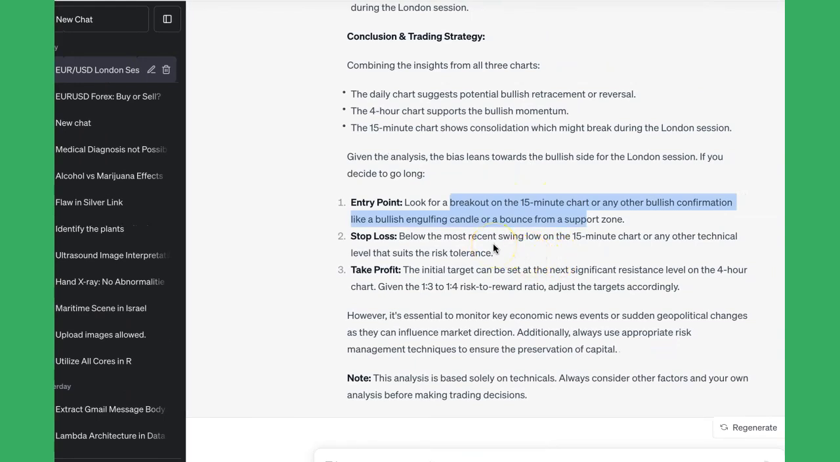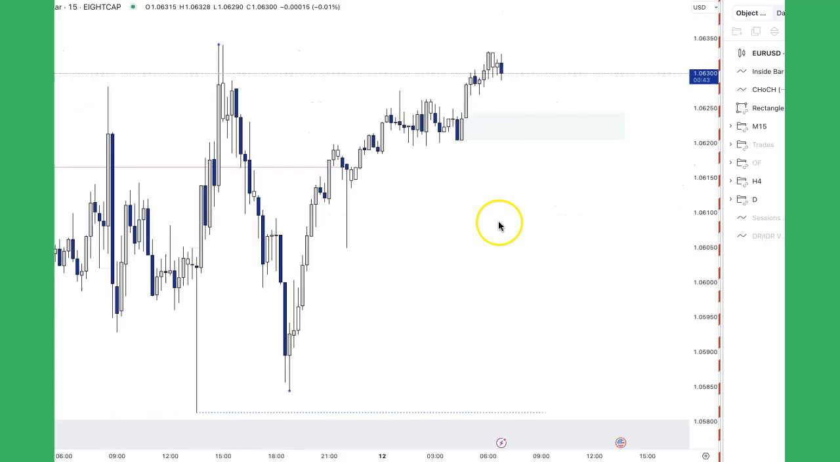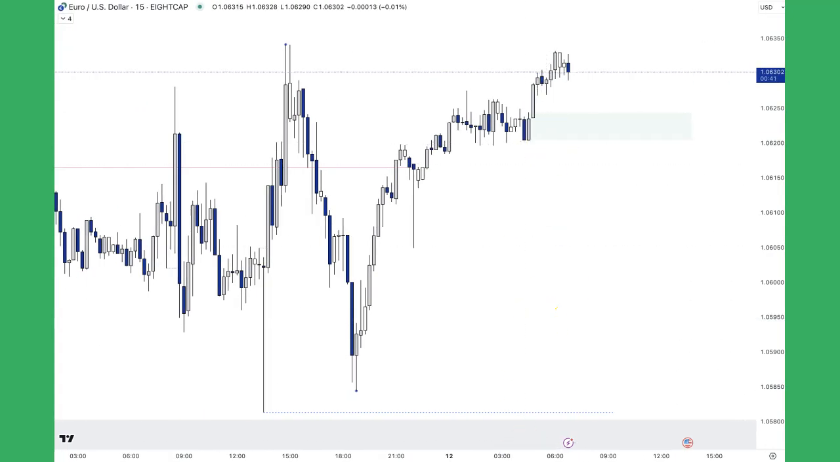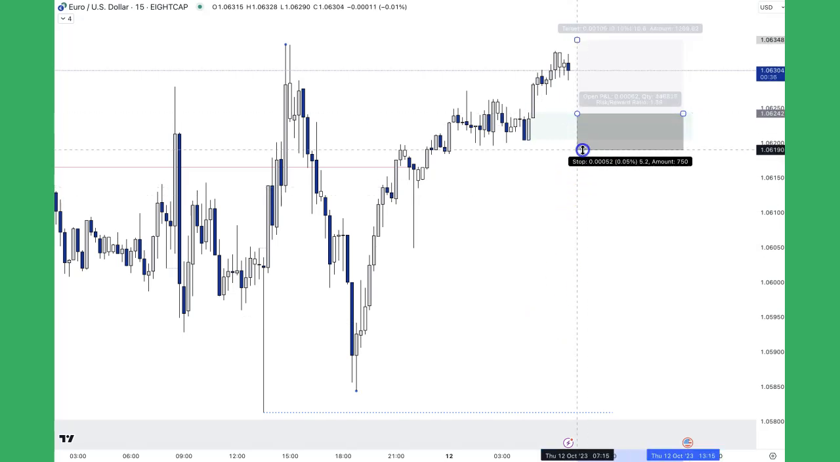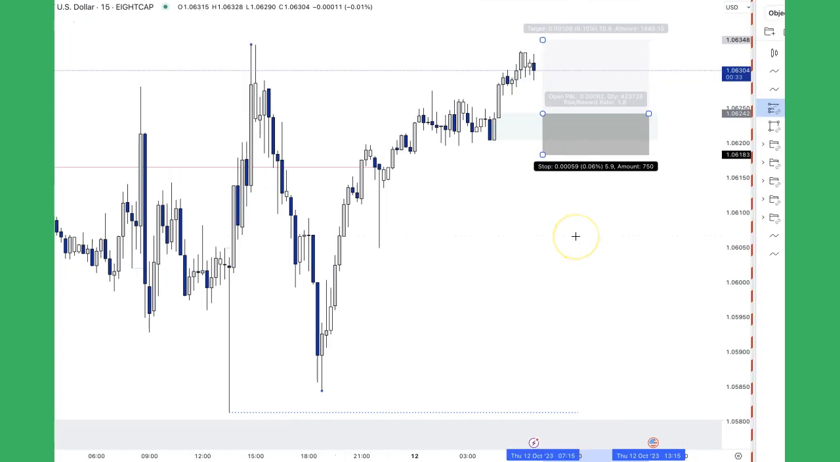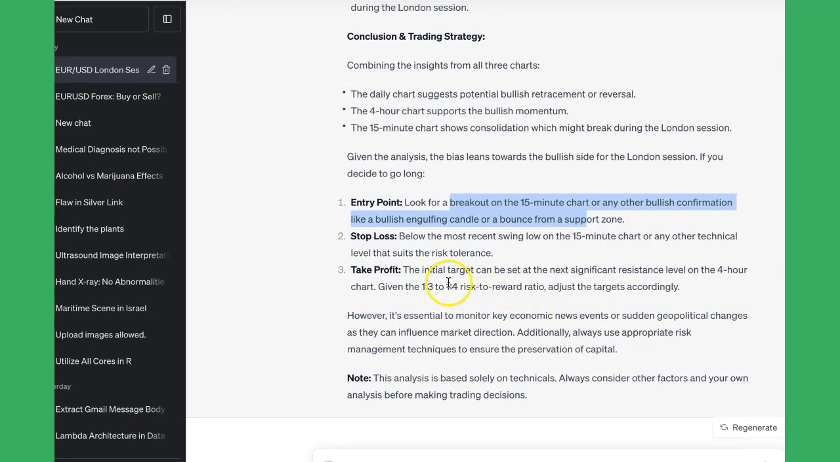Stop loss before the most recent swing low on the M15 or any other technical level that suits the risk tolerance. So if I was to go for a long from, let's say here, I would cover all this because this could be all swept. And yes, that's what I would look at.